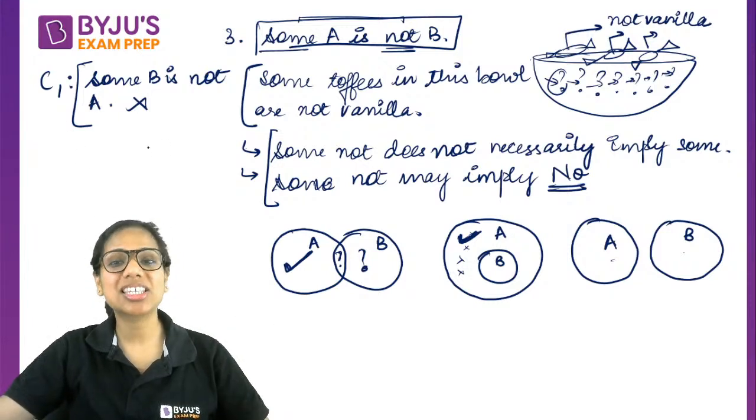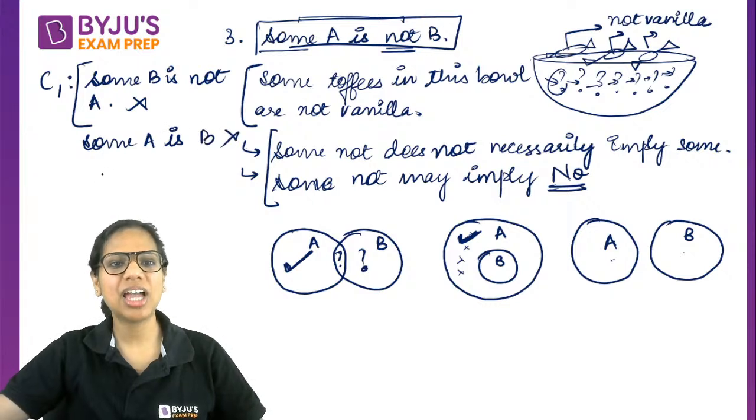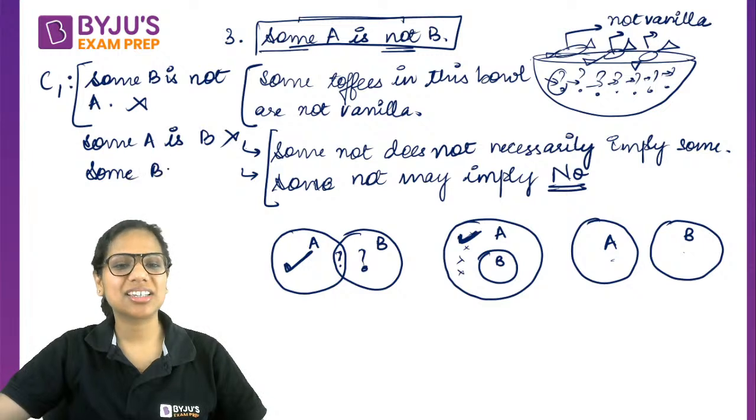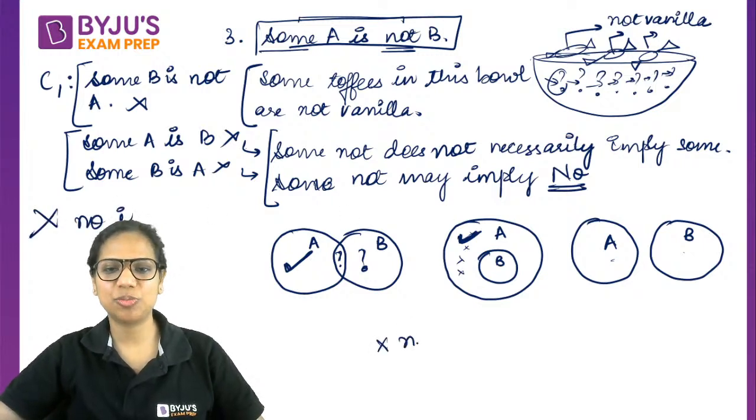I can't even say some A is B because I just learned that some not does not necessarily imply some. So I can't say that some A is B. I can't say this either. I can't say some B is A. I can't say this either. So if you observe, I can't really say anything. Okay, no immediate inference. Let me put it here.